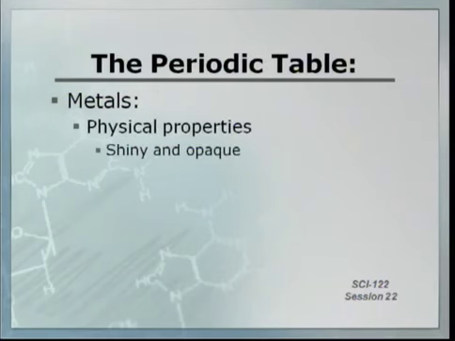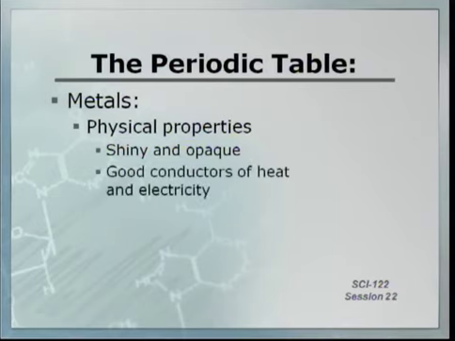They tend to be very shiny and opaque, so you can't see through the metal. So there's no such thing as transparent aluminum, for example. But they tend to be very shiny, reflective of light, and so on. They're also very good conductors of heat and electricity.